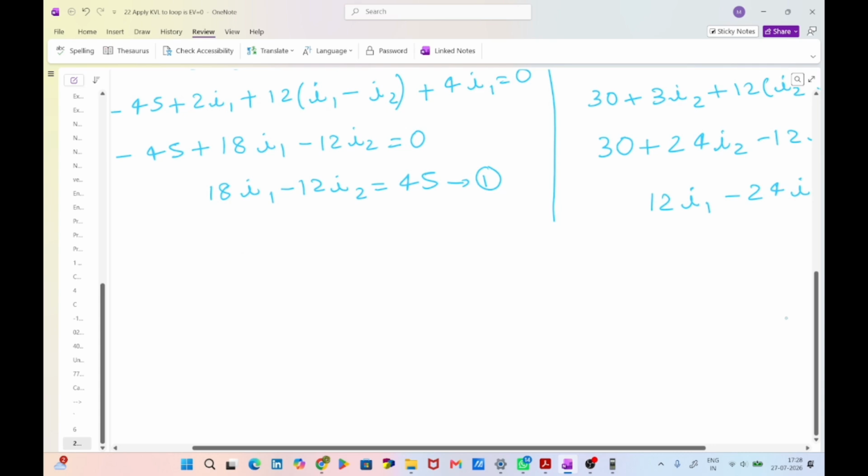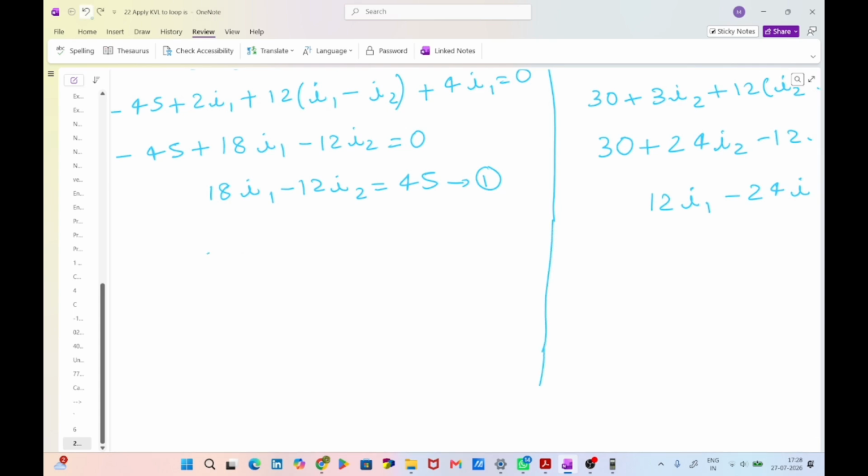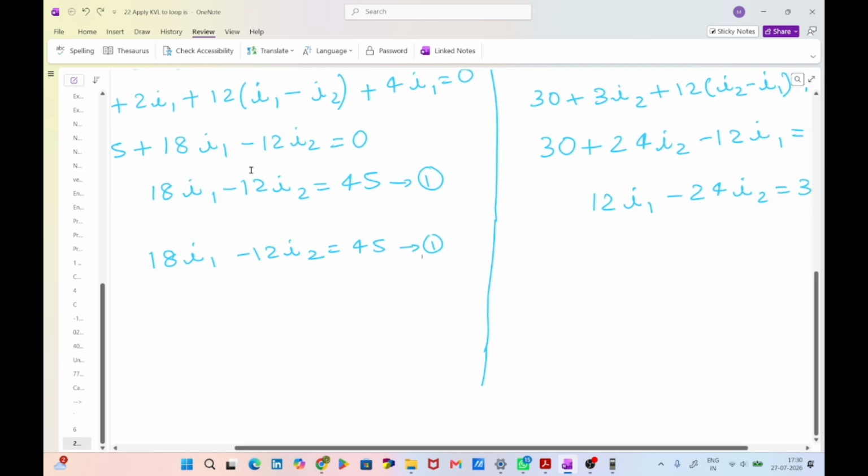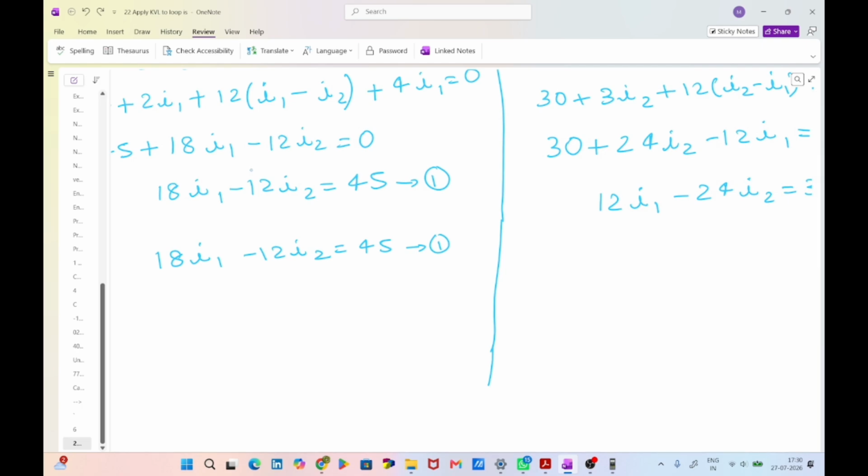Let us write equation 1 and equation 2 here. 18 I1 minus 12 I2 is equal to 45. This is equation 1, and the second equation is 12 I1 minus 24 I2 is equal to 30. This one is the equation.